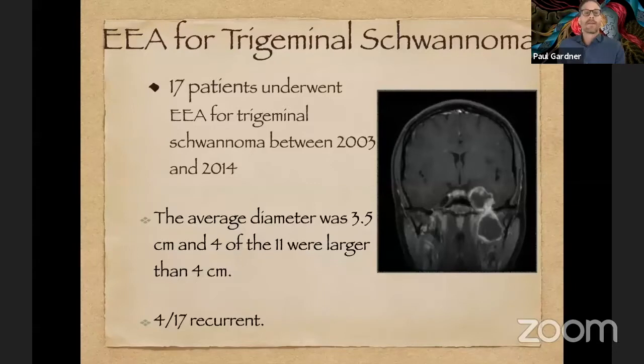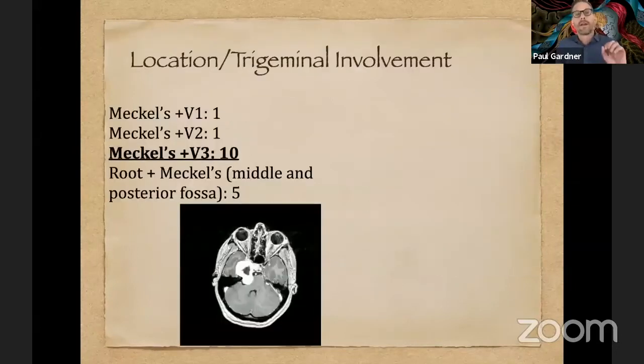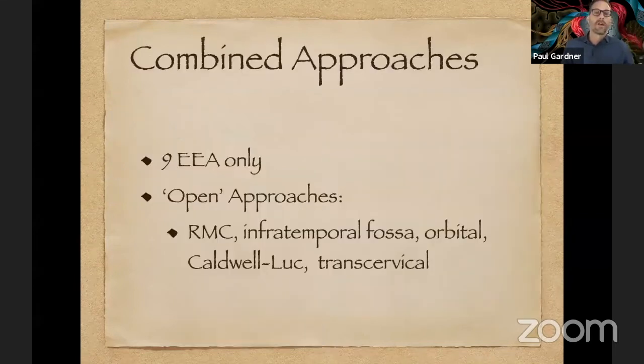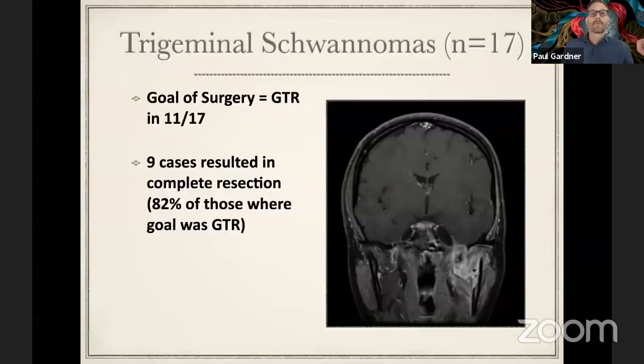Again, I think I'll skip this in the interest of time, with only the point that this is really only good for Meckel's cave and V3 schwannomas. If you extend back towards V1 or V2 or pure Meckel's cave, an open transcranial approach or an extended middle fossa approach really is a much better option for those particular tumors.